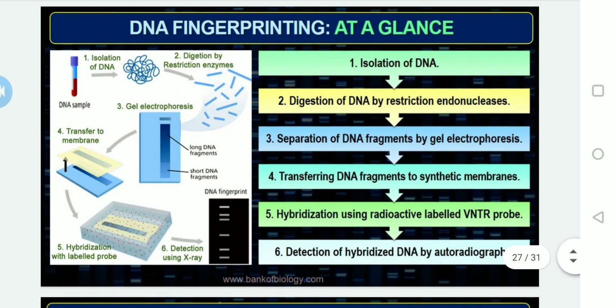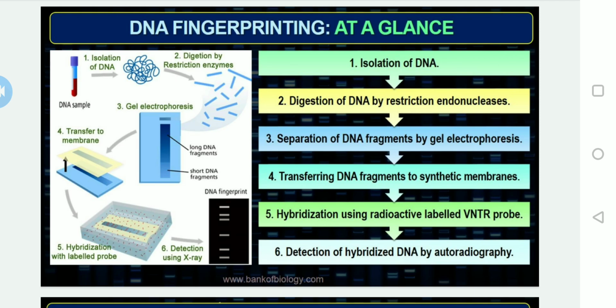See, this is at a glance the total process of DNA fingerprinting technology. It is actually a 6-step process. The first step is collection of the sample, also known as isolation of the DNA. The next step is digestion of DNA by restriction endonucleases, also known as extraction of the DNA. The third step is separation of the DNA fragments by gel electrophoresis.